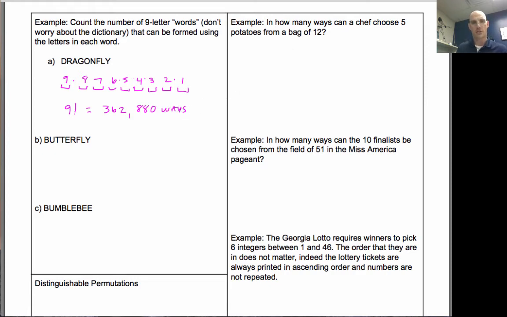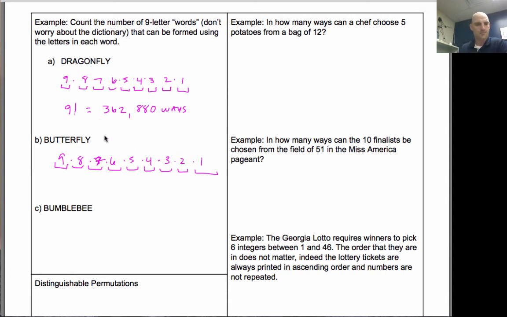So let's look at this next problem here. The word butterfly. When we look at the word butterfly, what are the considerations that we need to make? Think about the bins. So 1, 2, 3, 4, 5, 6, 7, 8, 9. So 9 bins also. And when we do this, we've got 9 times 8 times 7 times 6 times 5 times 4 times 3 times 2 times 1. But think about this for a second.